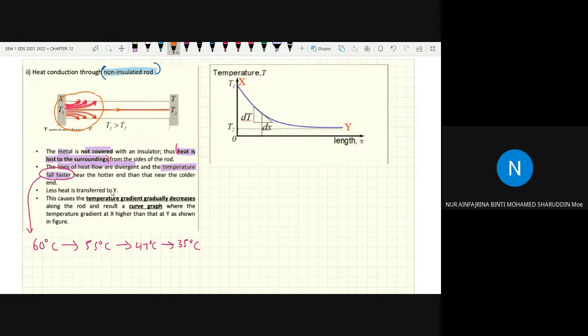So less heat is transferred to Y. If you notice, the lines diverge. Its rate of heat flow is less, meaning less heat flows from X to Y. In simple terms, not all the heat flows from X to Y, as some is heat loss to the surrounding.